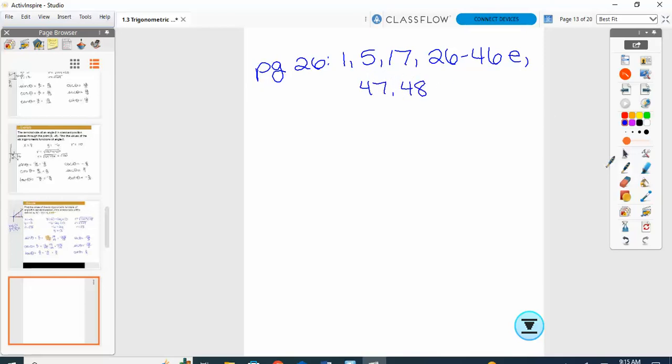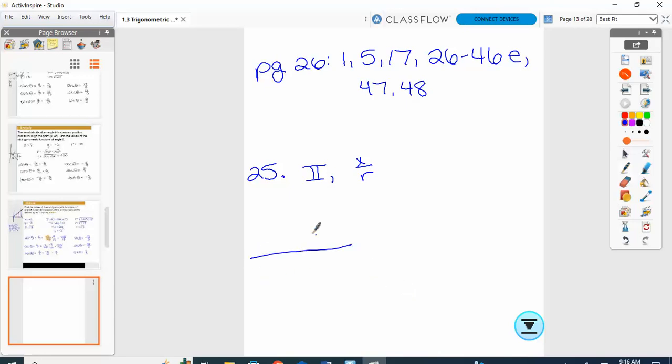And I do want to talk about one of these sections. So when you get to 26 through 44, it's going to tell you you have a point in the indicated quadrant and decide if the ratio is positive or negative. So I'm going to do problem 25 for you. It's going to say quadrant 2, x divided by r.